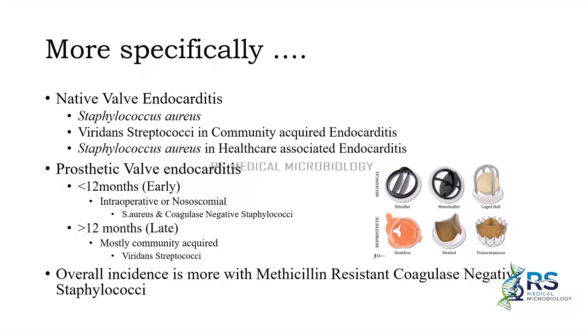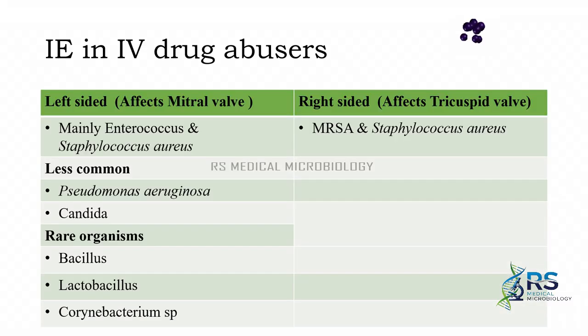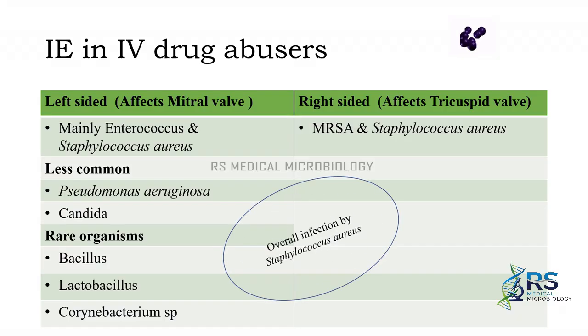Whenever there is a methicillin resistance in staphylococci, whether it's coagulase positive or coagulase negative, the incidence is more with coagulase negative staphylococci. IV drug abusers, you see mainly Enterococcus and Staphylococcus, which affects the mitral valve. Less common are Pseudomonas, Candida, Lactobacillus, Corynebacterium, all those things. On the right side, where the flow is much more severe or pressure is more, you can have MRSA and Staphylococcus aureus causing the infection. So the base idea is that Staphylococcus aureus is the one which causes infection in all categories of patients.